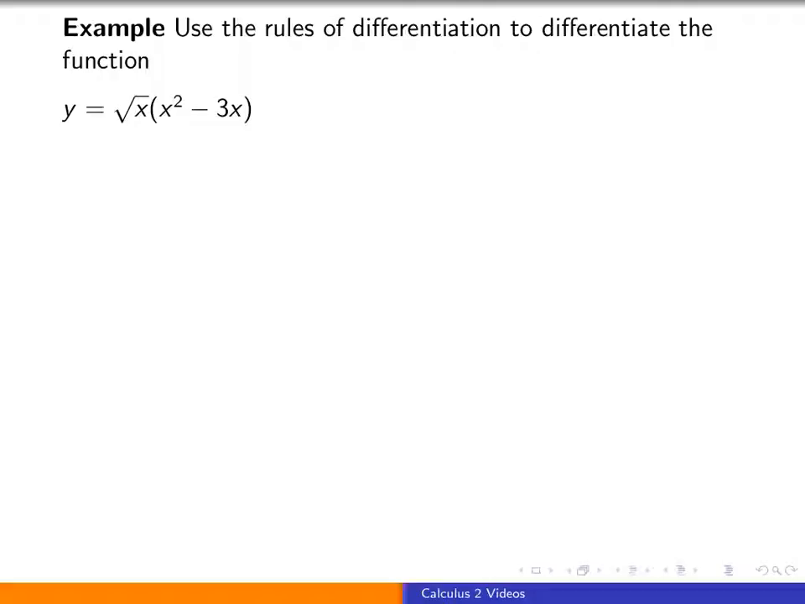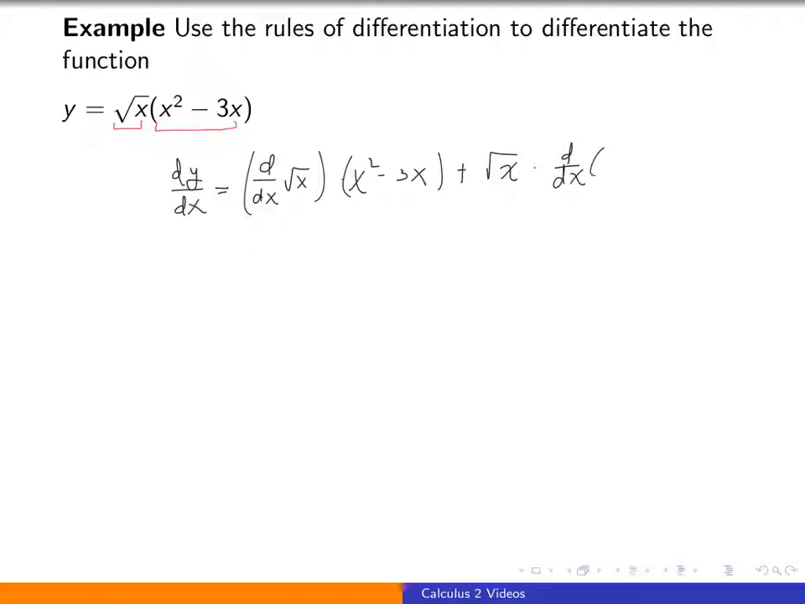So maybe the first observation we can make if we want to differentiate this is you could say it is a function square root x times a function x squared minus 3x. So let's go ahead and just differentiate this using the product rule. So the product rule tells us that dy dx, the derivative of y with respect to x, will be the derivative of the first multiplied by the second plus the first times the derivative of the second.